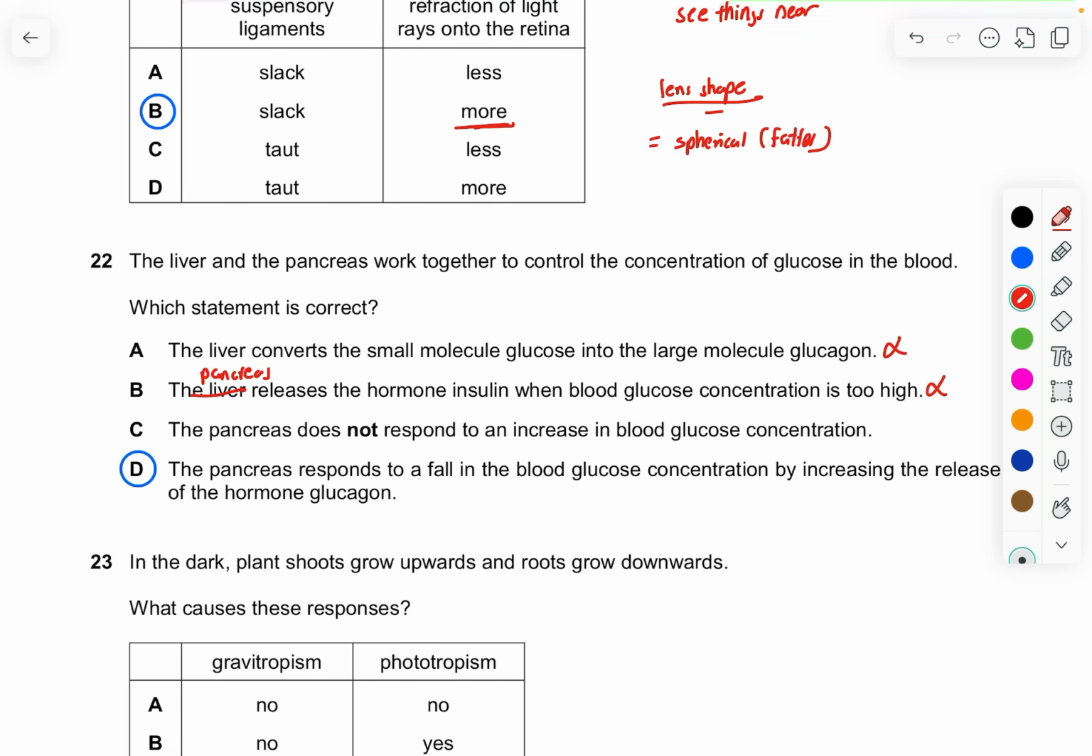The pancreas does not respond to an increase in blood glucose concentration. This is also wrong. If it doesn't respond, what happens? This person will get diabetes. That is not possible, right? That's not how negative feedback works. The pancreas responds to a fall in blood glucose concentration by increasing the release of the hormone glucagon. Yes, that is correct, because if your blood has low glucose, your body will respond by negative feedback to increase the glucose concentration. How do they do that? They release glucagon, which converts glycogen to glucose, so glucose will enter your bloodstream.